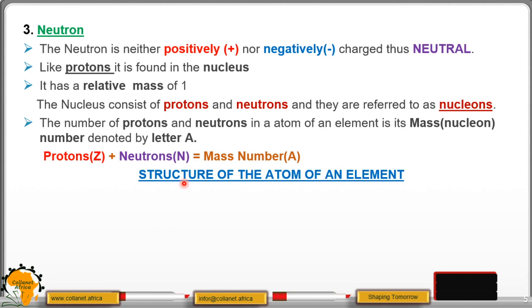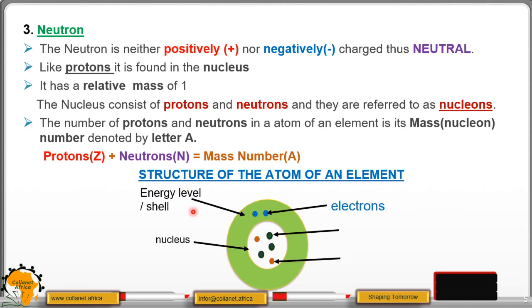Now let's look at the structure of the atom of an element. We have the nucleus and we have the energy level. At the nucleus, we have what we call the protons, which are positively charged, and neutrons, which don't have any charge, and the two are known as nucleons from the word nucleus. Then we have the electrons. Electrons are usually at the energy level. Then we have the energy level, also referred to as the shell.